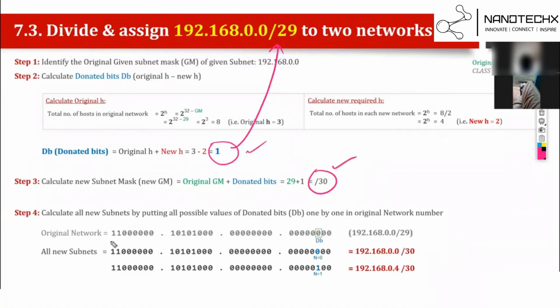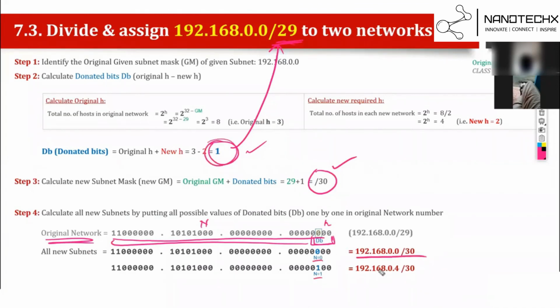What do we do now? We write the original subnet mask in binary. And then we know that the original was 29. It means there were 3 host bits. Everything else was network bits. So these were network bits and 3 were host bits. So we changed these 3 host bits from the leftmost with the donated bit. So there are 2 possible values because donated bit value is 1. So the first value is 0 and the second is 1.